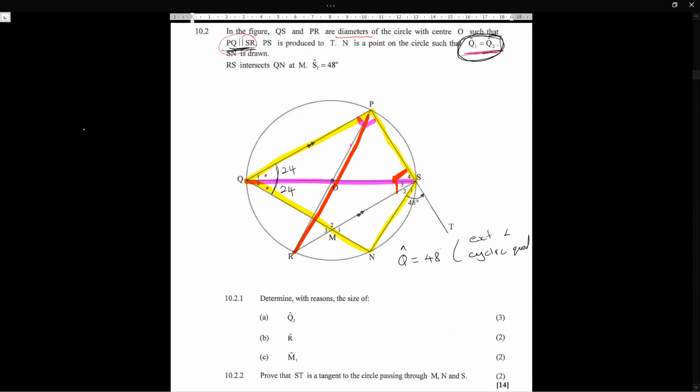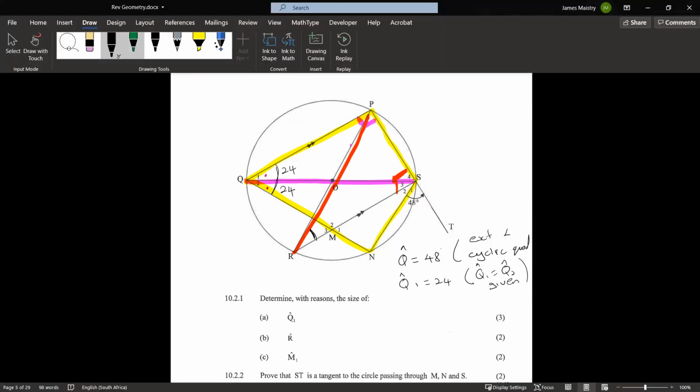Thank you, sir. And then from there, we can say Q1 is equal to 24, and our reason is, it's on the top, Q1 equal to Q2, and that was given. Are we all happy with that? Yes, sir. Okay, so we finished the first question. The next question is to find angle R. I just want to zoom into angle R there. Before I come into the picture, can anyone tell me what angle R is equal to?